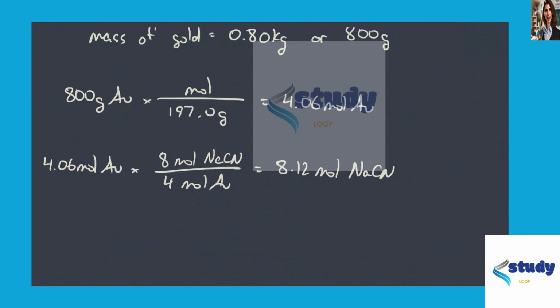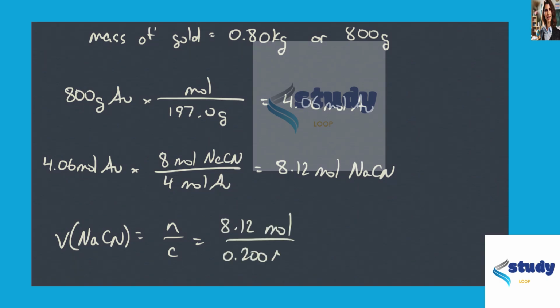And now we've got moles of NaCN. We have the molarity, which is 0.2 molar. So we can solve for the volume of NaCN, which is equal to n over c. We have 8.12 moles divided by 0.200 molar. So our volume here would be 40.6 liters of the NaCN that would be needed.